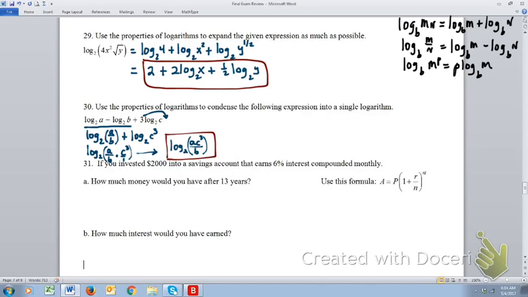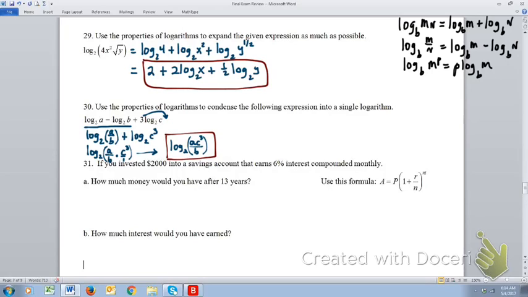Now I want to show you something here. We talked about this in class. Notice here we're positive, and so the a ended up in the numerator in our final answer. For this log, we're negative here, so that b ended up in the denominator. For this last log, we were positive, and so that c cubed ended up in the numerator. So that's something to look for when you're either condensing or expanding logs.